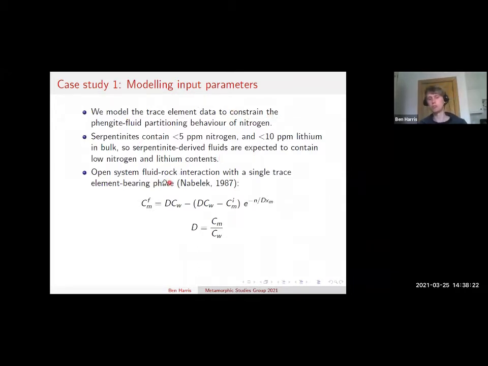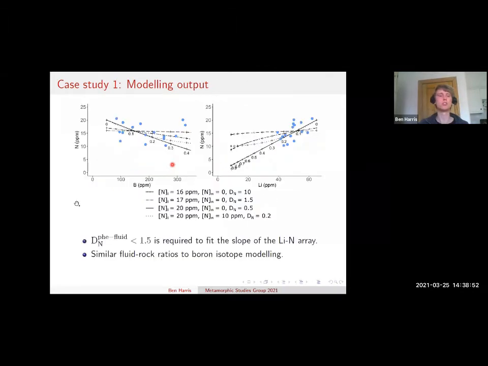We use an open system fluid rock interaction model where the concentration in the mica depends on the concentration in the fluid, the initial concentration, the fluid rock ratio, and the phengite fluid partitioning coefficient for nitrogen. And in order to constrain the composition of the fluid, we know that serpentinites in bulk rock contain very low nitrogen contents and low lithium contents. So serpentinite derived fluids should also contain low nitrogen and lithium contents.